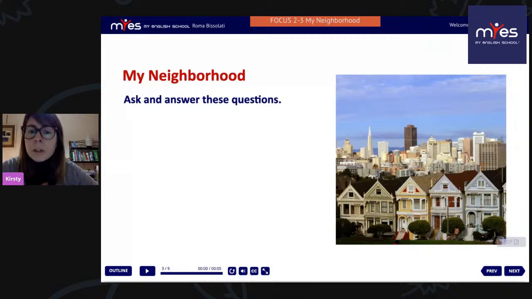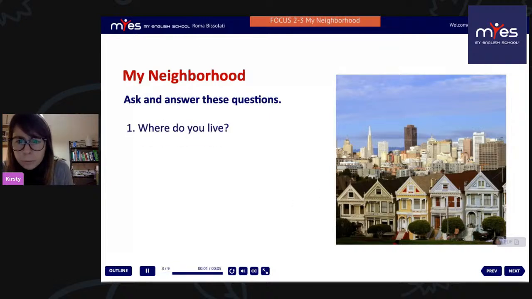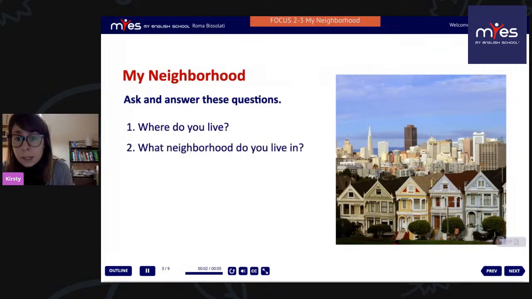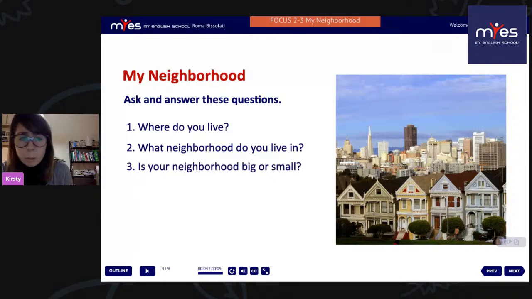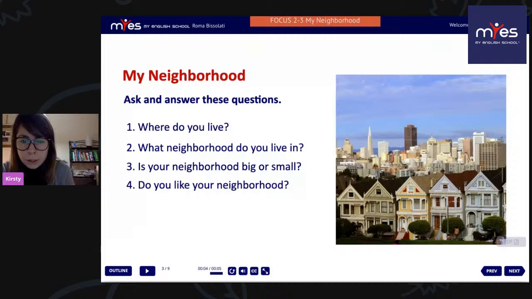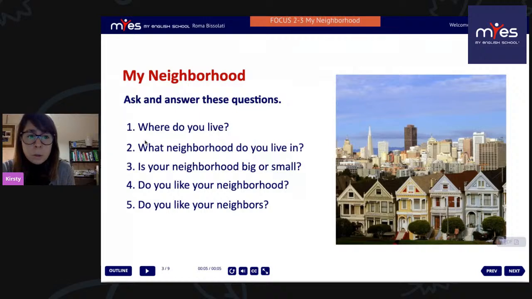Okay, my neighbourhood. Ask and answer these questions. So I wonder where this city is. I wonder if someone can tell me where they think this city is. That would be good too. It looks very nice. I like the colours of the buildings. These houses are very pretty. They look very elegant.